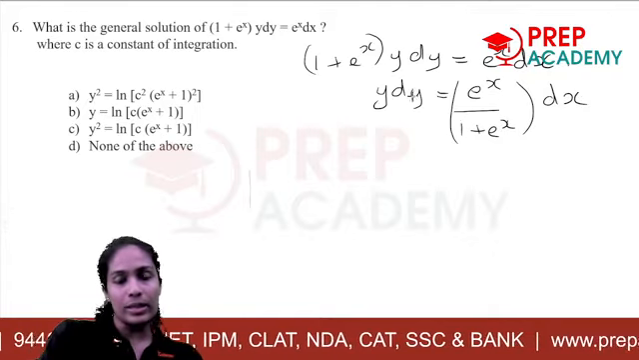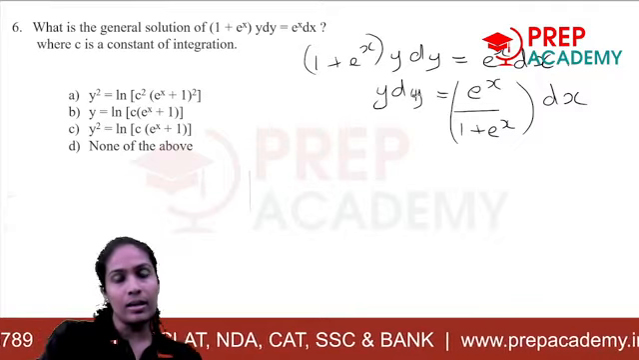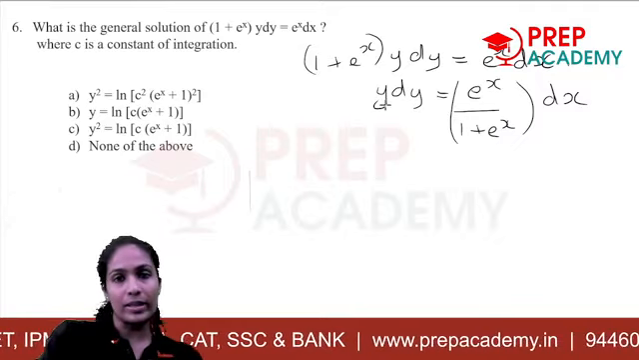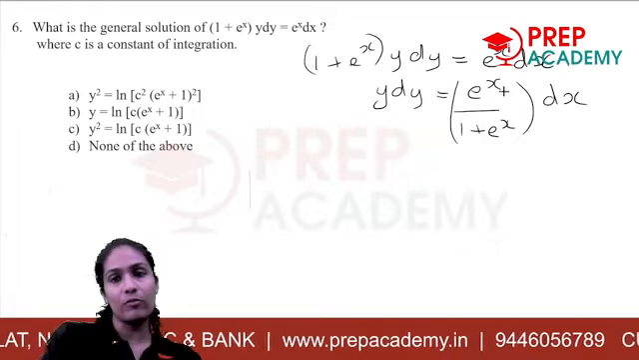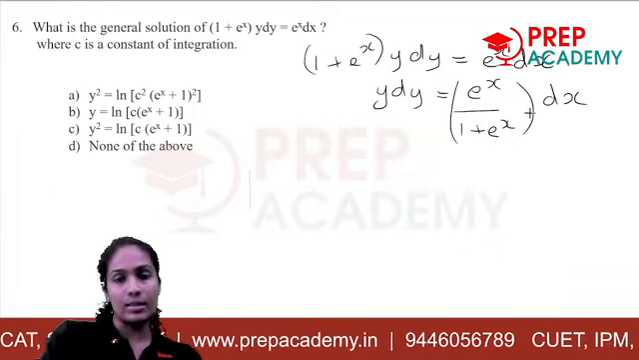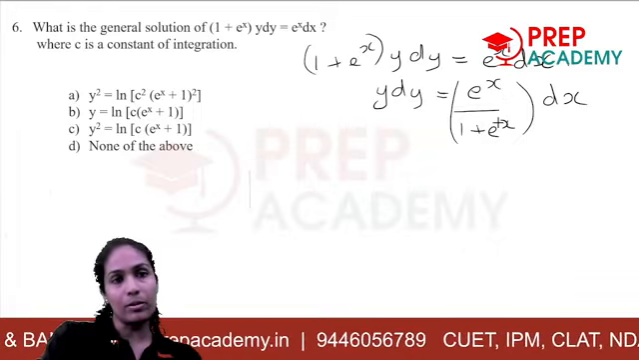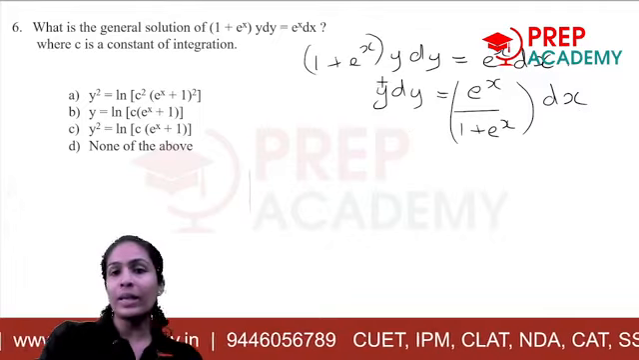So now you can see that the equation is in variable separable form. Y is with dy and the function of x is with dx. This is in variable separable form. So to find the solution, integrate this.